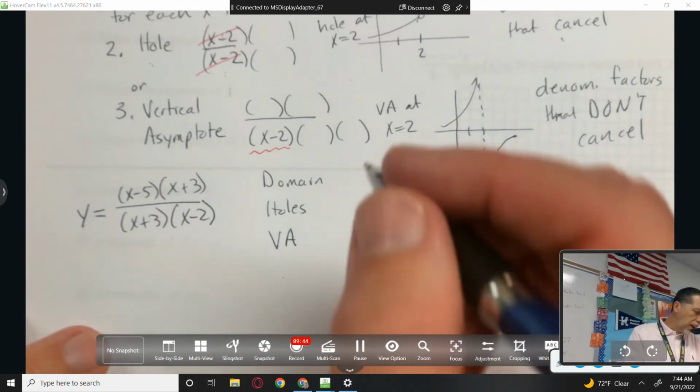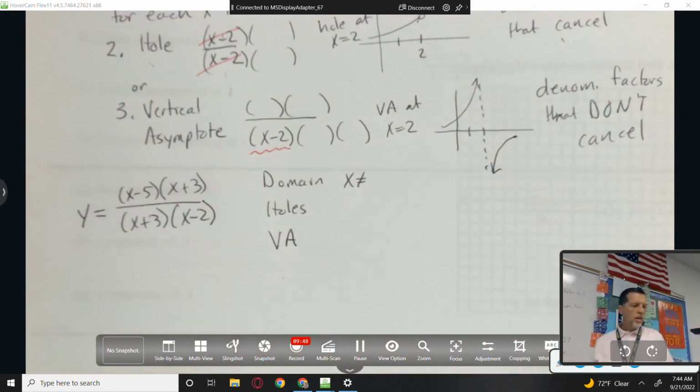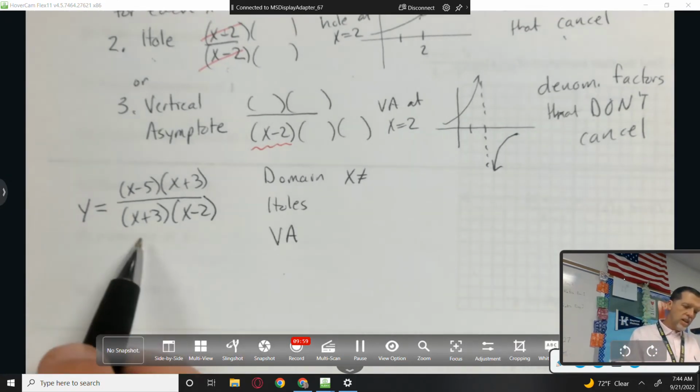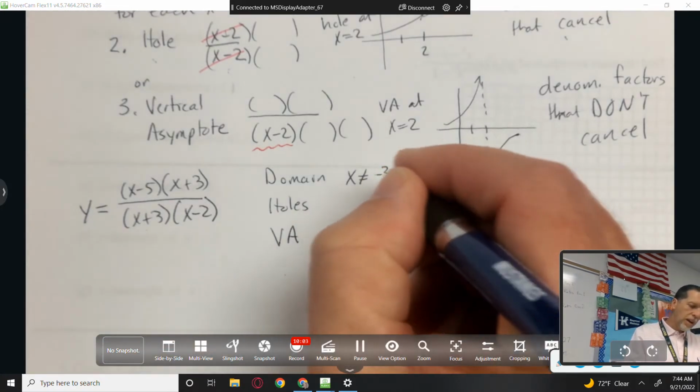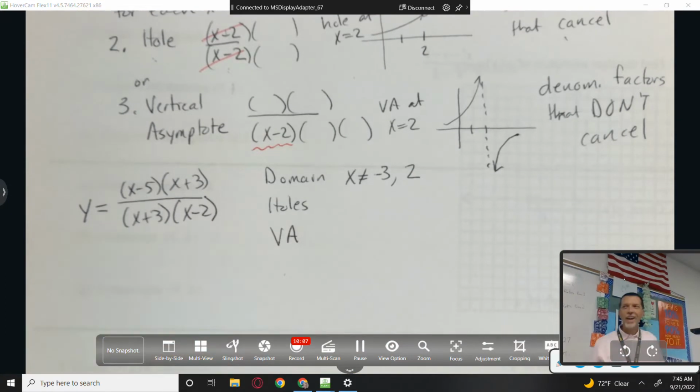So the domain is, what can't x be? So you tell me, looking at that problem, what can't x be? What would be a problem for x? Okay, so I like that you said -3. X can't be -3. 5 is okay. But I'm glad you said it.